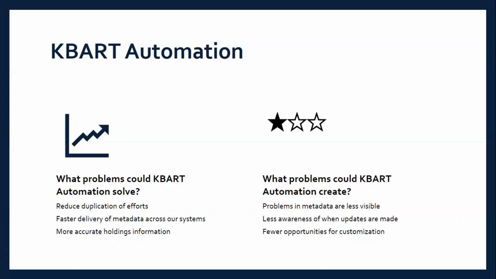But we have such a big duplication of efforts right now. You saw Eric's screen with how many libraries are using knowledge bases just from EBSCO. So when you have a problem and you can fix it in one place and it fixes it for thousands of libraries, that's a really great thing. But that duplication of efforts goes both ways, right? And then you have that faster delivery of metadata across our systems, like I said before, and you have more accurate holdings information because that information is coming directly from the publisher. Next slide, please.